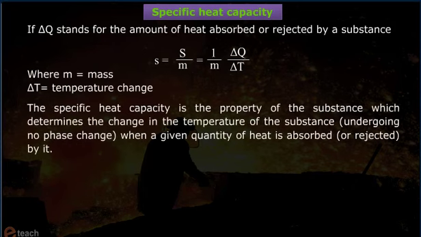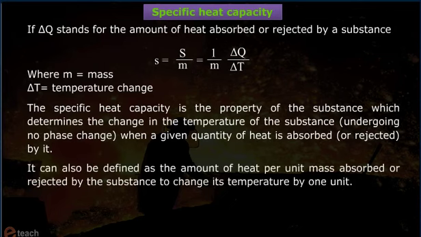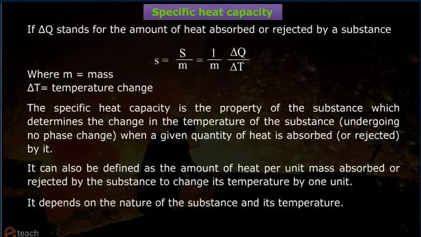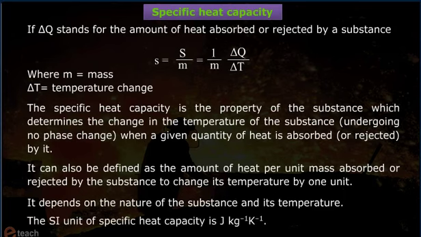The specific heat capacity is the property of the substance which determines the change in the temperature of the substance undergoing no phase change when a given quantity of heat is absorbed or rejected by it. It can also be defined as the amount of heat per unit mass absorbed or rejected by the substance to change its temperature by 1 unit. It depends on the nature of the substance and its temperature. The SI unit of specific heat capacity is joule per kg kelvin.